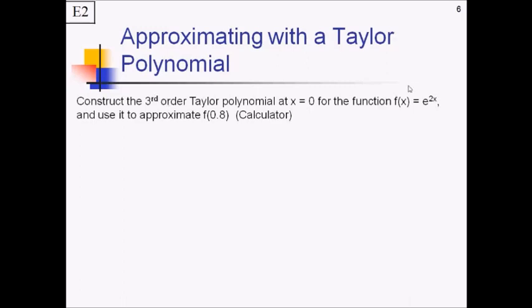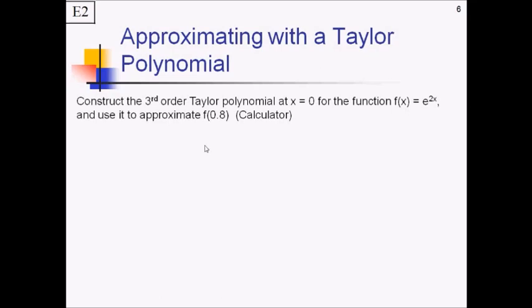The function we're doing this time is e to the 2x, and when we get that polynomial, we're actually going to use it to approximate f of 0.8 on the calculator. But let's start by just getting the third order Maclaurin series for f of x equals e to the 2x. Pause the video and see if you can build that series.